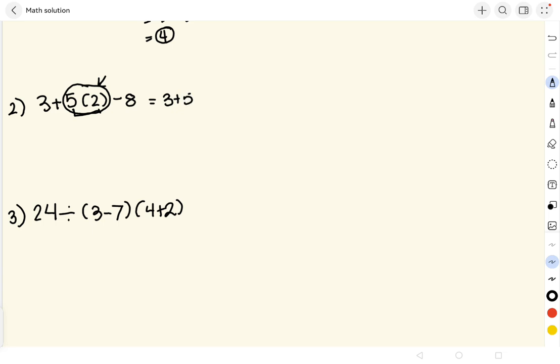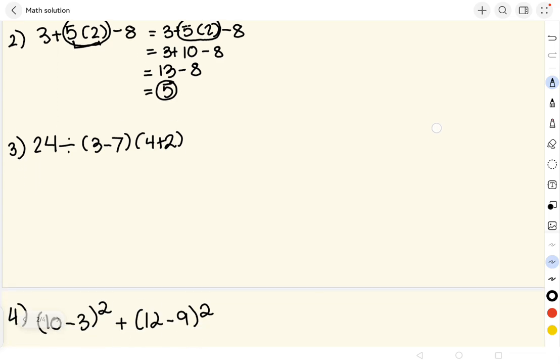3 plus 5 times 2 minus 8. So we start with 5 times 2, sorry. So 5 times 2 is 10 minus 8. So we start from left to right. So we see that addition is on the left. So let us start with 3 plus 10. So that is 13. 13 minus 8 is 5. And that is our answer.